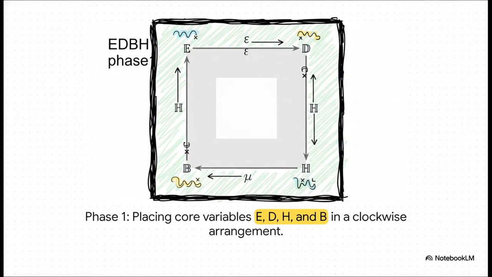So, first things first, we place our 4 core variables on the map. We've got the electric field, E, the electric flux density, D, the magnetic field, H, and the magnetic flux density, B. Now, this is super important. Look at the order. We're arranging them clockwise as E, D, H, B. This specific placement isn't just for looks. It's the absolute foundation for all the logic we're about to uncover.